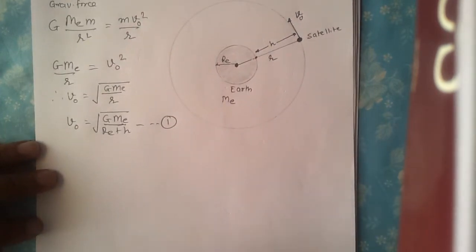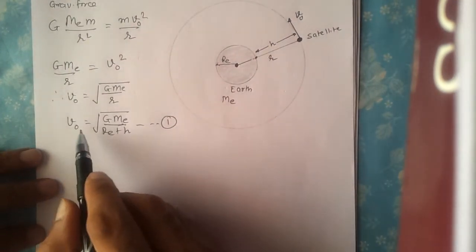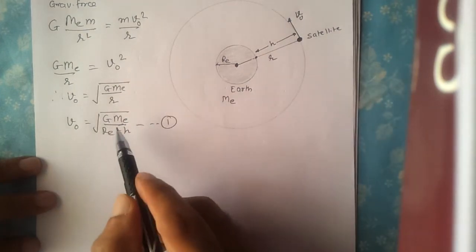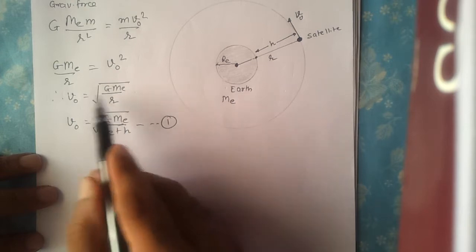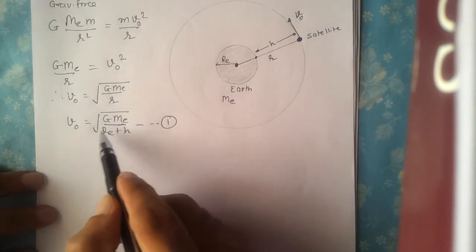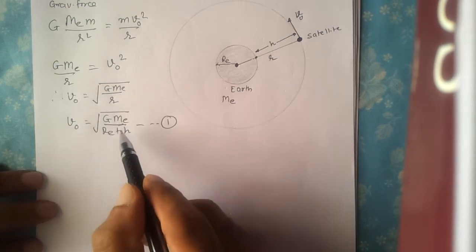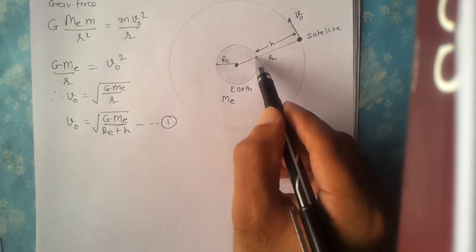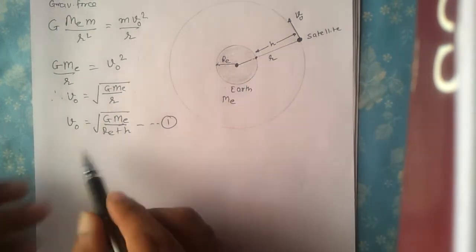So I have obtained an equation for the orbital speed of a satellite which is moving at a height h from the surface of the Earth and which has got mass m. But as you can see in this equation, the mass m is not there. That means the orbital speed does not depend upon the mass. It only depends upon the height from the surface of the Earth.